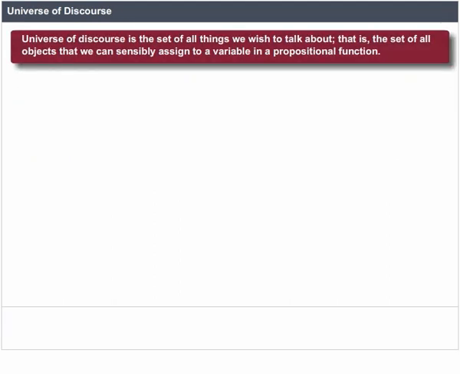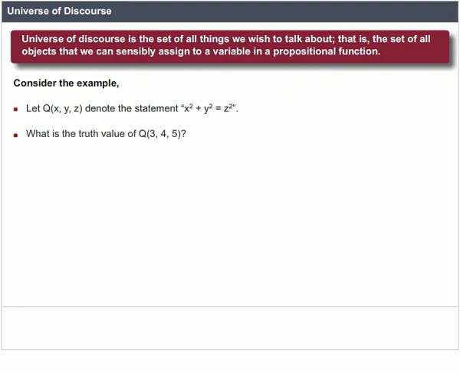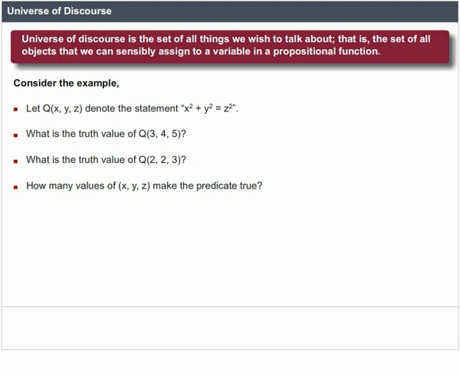Universe of discourse. The universe of discourse is the set of all things we wish to talk about, that is, the set of all objects that we can sensibly assign to a variable in a propositional function. Consider the example. Let Q(x, y, z) denote the statement x squared plus y squared equals z squared. What is the truth value of Q(3, 4, 5)? What is the truth value of Q(2, 2, 3)? How many values of x, y, z make the predicate true?